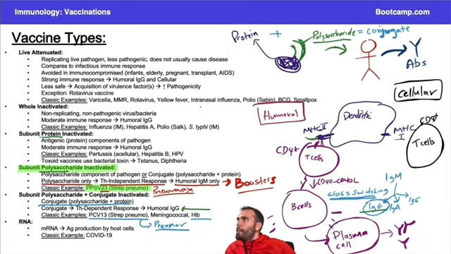The last thing I want to talk about here, just really briefly, just be familiar with, you know, some of the RNA vaccines, specifically the mRNA vaccines.